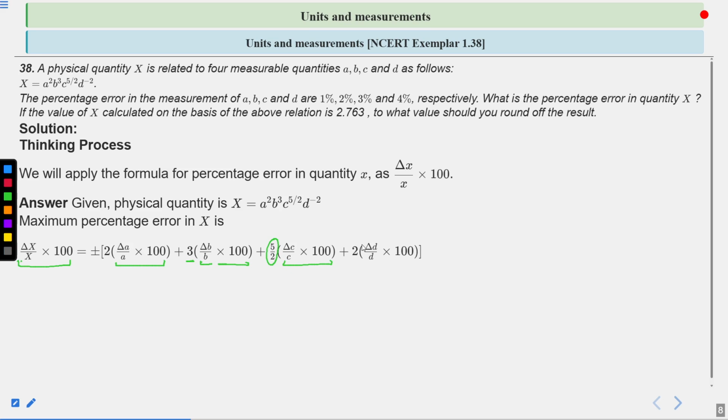plus D raised to the power minus 2. So the power comes outside, 2 delta D divided by D into 100. This is the percentage error of D.